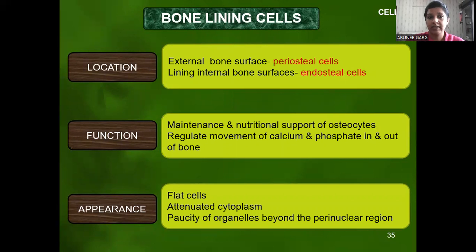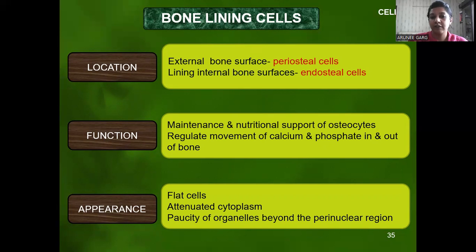The bone lining cells. The location of the bone lining cells: they are found on the external bone surface, the periosteal cells, the cellular part of the periosteum, and lining the internal bone surfaces, that is the endosteal cells. The function is maintenance and nutrition support of the osteocytes. They regulate the movement of calcium and phosphate in and out of the bone.